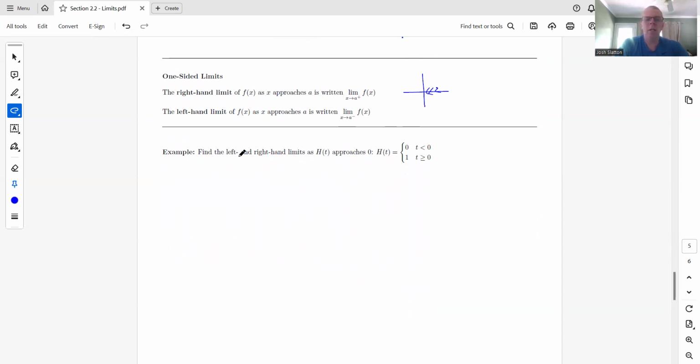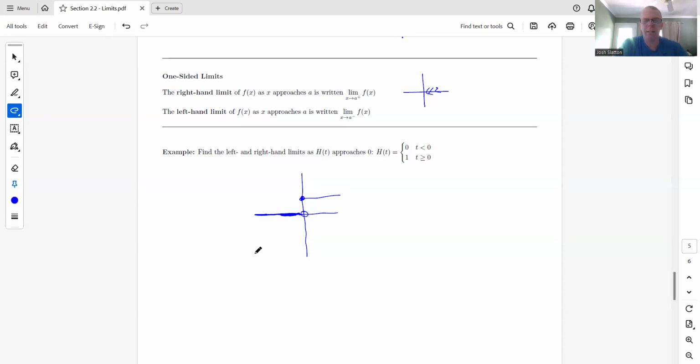All right, so as an example, this is a very simple example. H of t is defined piecewise, so it's 0 if t is negative, and then 1 if t is non-negative. So this graph would look like this, and we'll shade. So 0 on the negative side, we have a hole there because it's not equal to 0. It's equal to 0 here. And then at 1, we'll have a closed circle, and then it will come like that. So there's our graph. Obviously, it's not continuous.